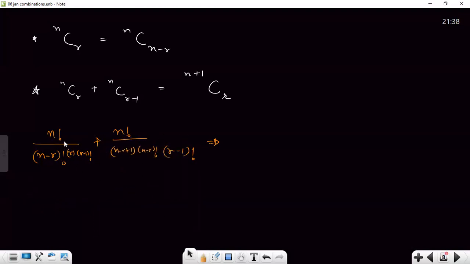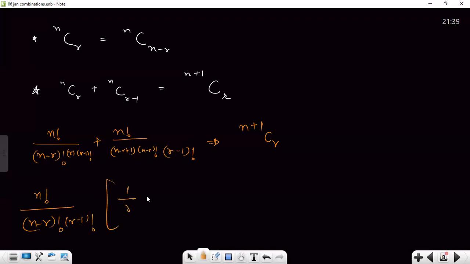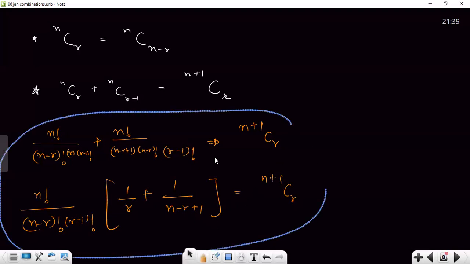Now we can see that this particular n factorial in the numerator, and (n minus r) factorial and (r minus 1) factorial, are common in both of them. This is the right hand side. So taking common n factorial divided by (n minus r) factorial into (r minus 1) factorial, now what is left inside? 1 upon r plus 1 upon (n minus r plus 1), with the whole taken common. Okay, let's now increase the space.